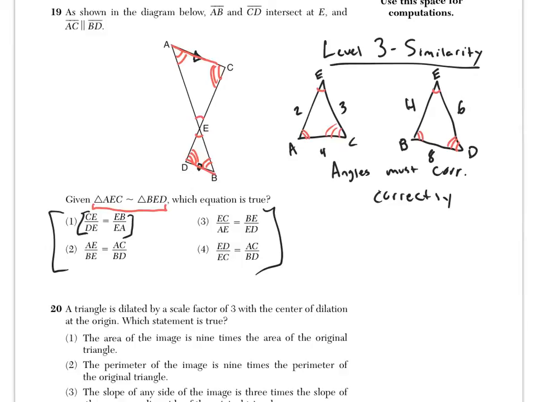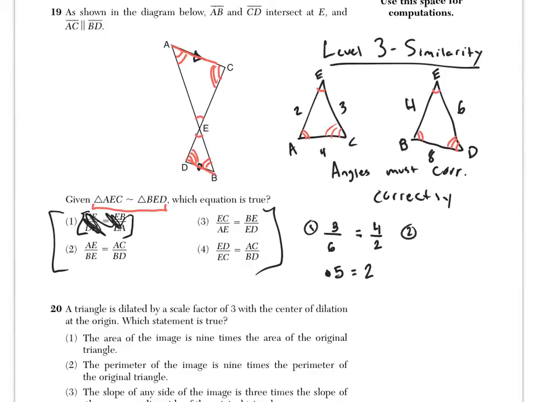So the first one says CE to DE, so that's 3 is to 6, is equal to EB, which is 4, is to EA, which is 2. So let's see, CE to DE, good. So I plugged that in correctly. Now, on this side of the equation, what we get is 1/2 or 0.5. If you put that in the calculator, you get 0.5. But on this side, we get 2. Since that is not the same ratio, the first one's out. We can cross this out by 1.